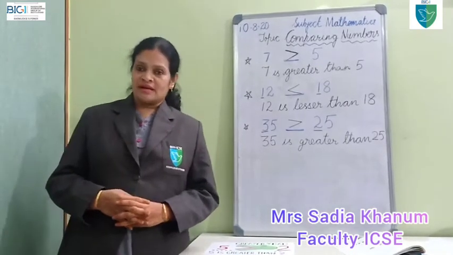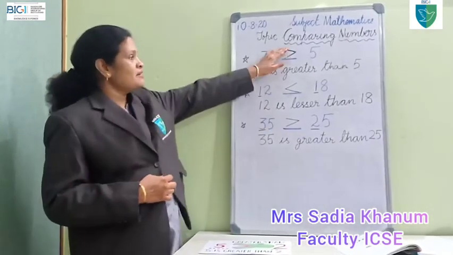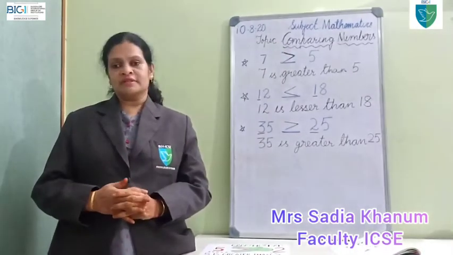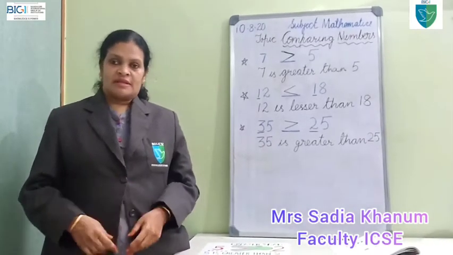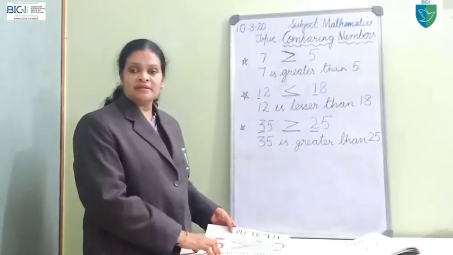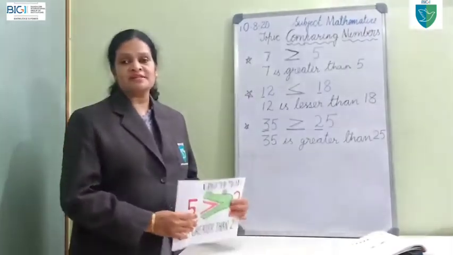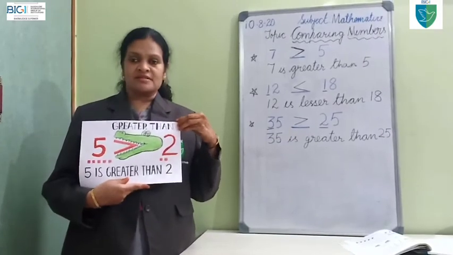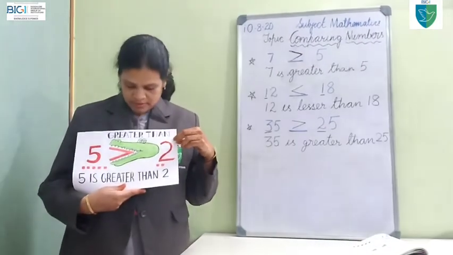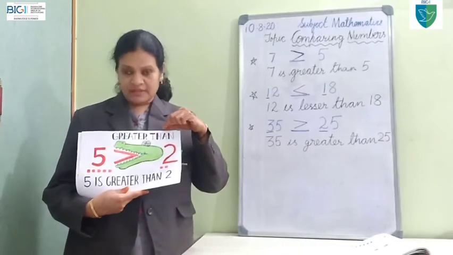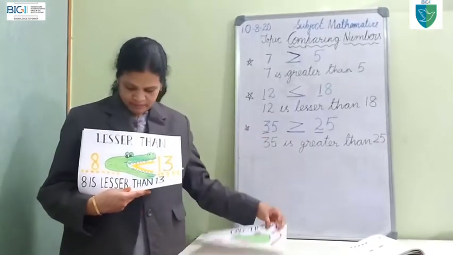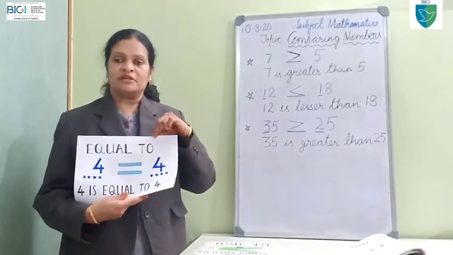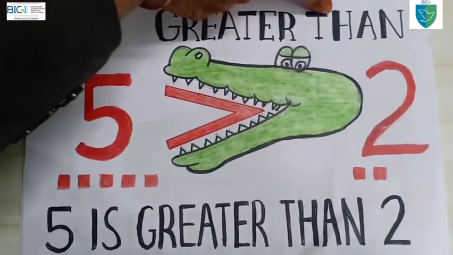In today's maths class, you are going to learn comparing numbers. In your previous classes, you have learned comparing objects. Now, when we say comparing numbers, we use different symbols to show the comparison. These are the symbols we use to compare numbers: greater than, lesser than, and equal to.